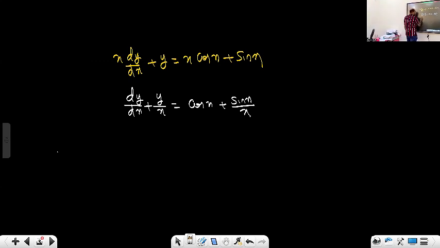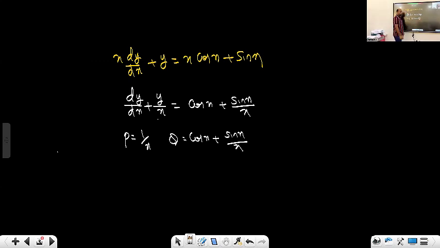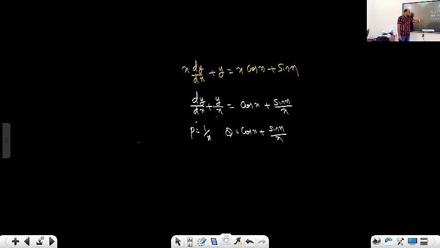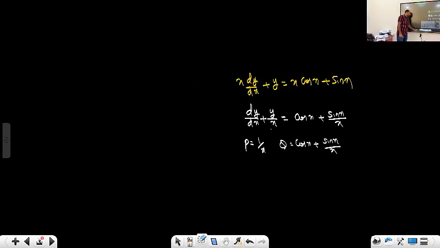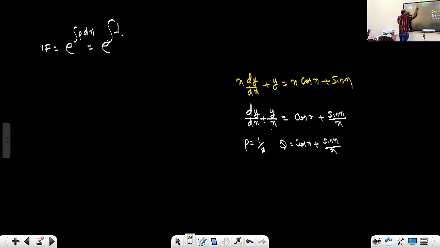Okay, now P, the coefficient of y. What is the coefficient of y? 1 by x. Q is cos x plus the complete right side, but there should not be y. Now the integrating factor. IF equal to e raised to integral P dx, 1 by x dx. What is the integral of 1 by x? Log x. So it will be x, e and log get cancelled.